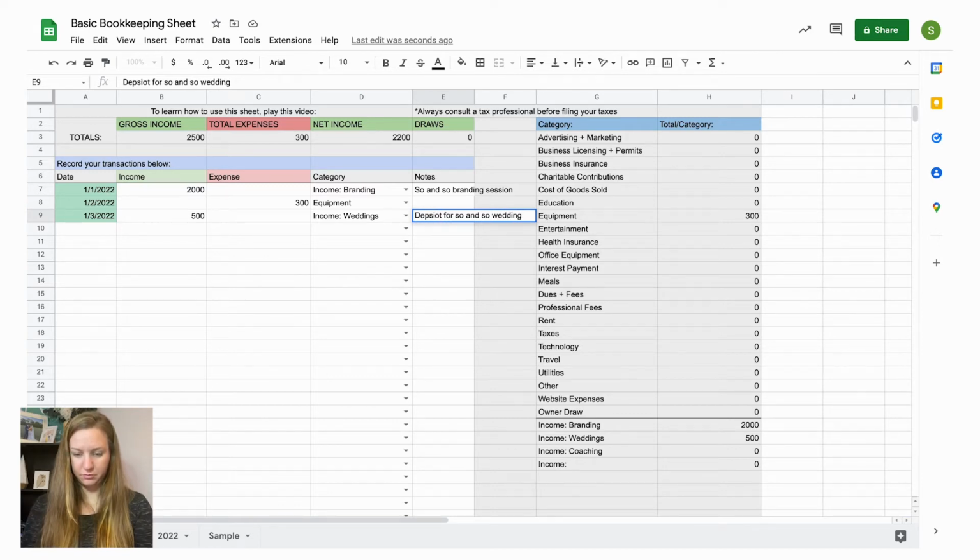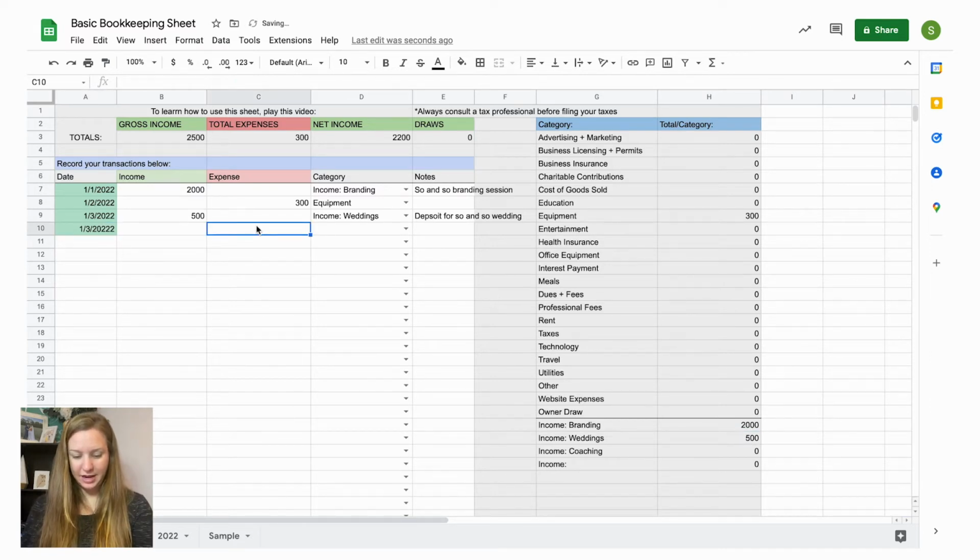Whoop. I don't know how to spell that. Okay. So you'll see here too, it's totaling my gross income. My total expenses are staying in my expense category, and my net income went up because I haven't spent all that money quite yet. And my wedding income came over here.